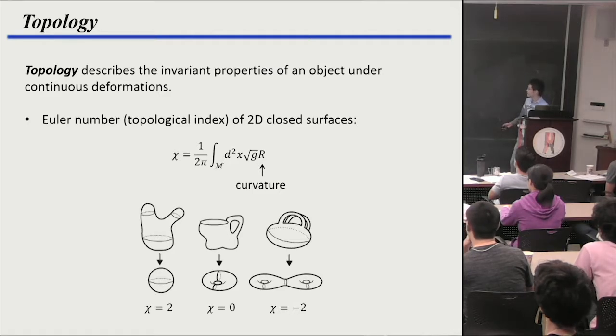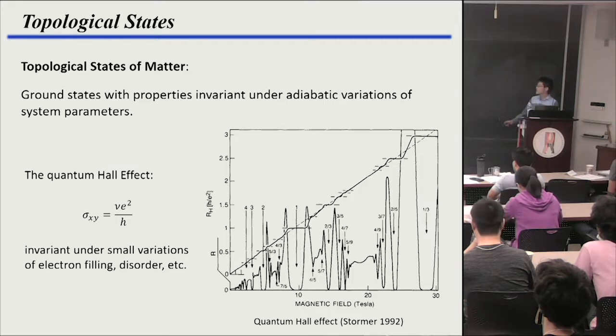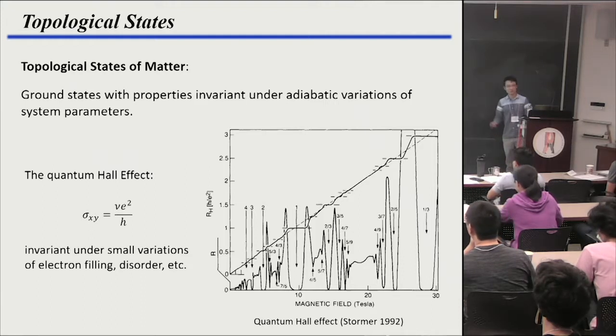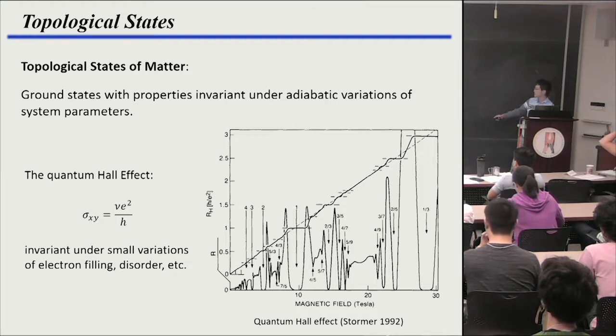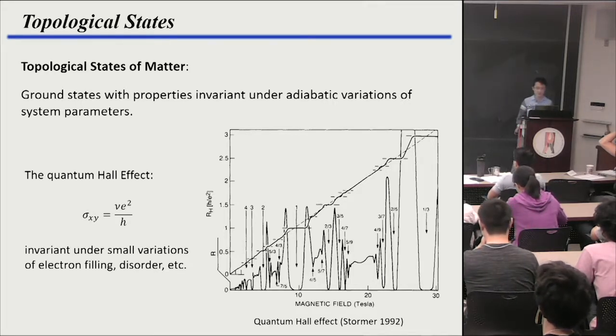This is a very simple example mathematically, but in condensed matter physics and also in high energy physics, people discuss topological theories and topological states of matter, which basically means ground states with some properties that are invariant under adiabatic variations of the system parameters. The most classical example is the quantum Hall effect. If you measure the Hall conductance of the system at low temperatures, you find the Hall conductance is quantized in units of e squared over h, times ν, and this ν is either an integer or a rational fraction. This property is invariant under small variations of electron filling or disorder. So in this sense, it's the same as the mathematical concept of topology: there's something invariant under these deformations.